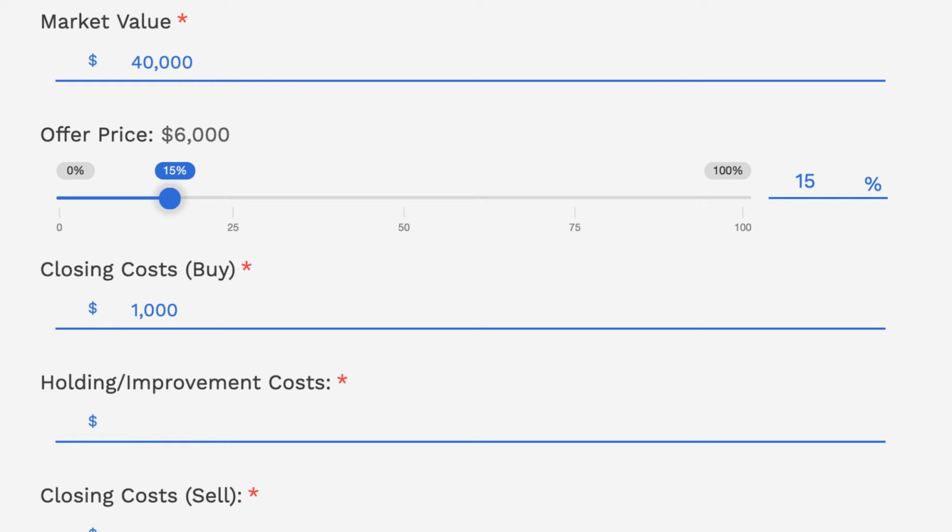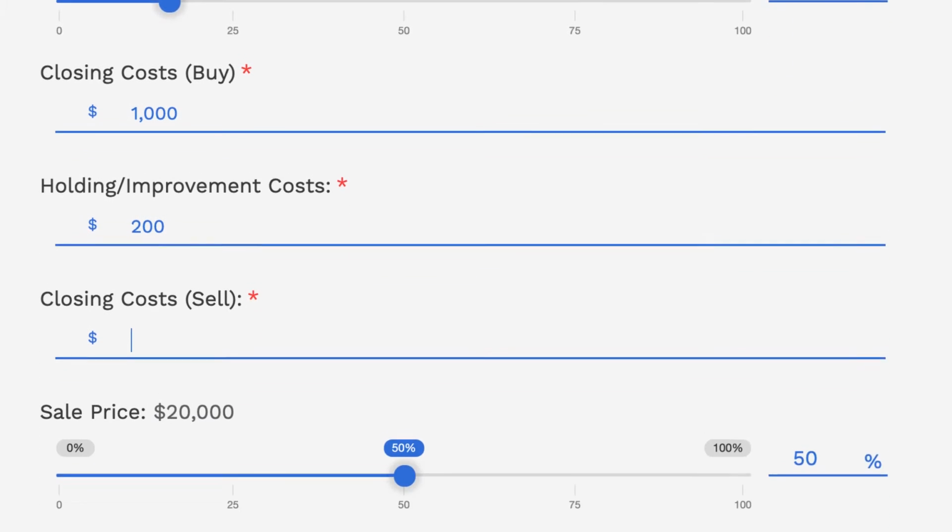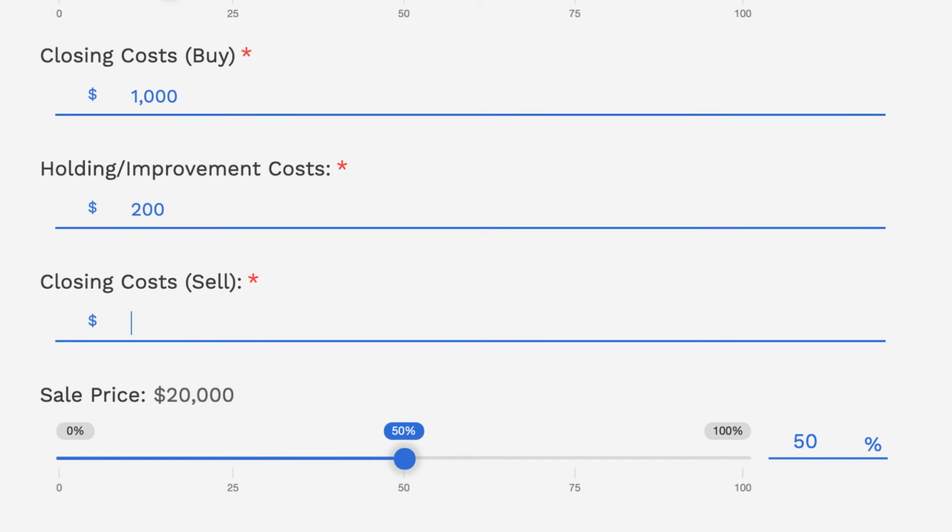So in this case, I'll put a couple $100 in there. And then for closing costs, we're pretty much just looking at what you're going to have to pay to get this thing through the title company closed and sold to the new buyer. A lot of times when you're closing through a title company or attorney, the buyer and seller will split those costs down the middle, but it doesn't have to work that way.